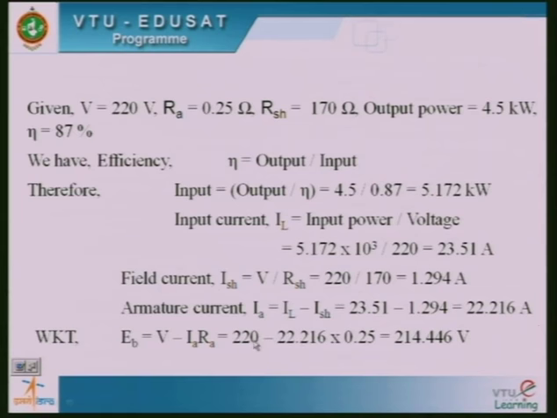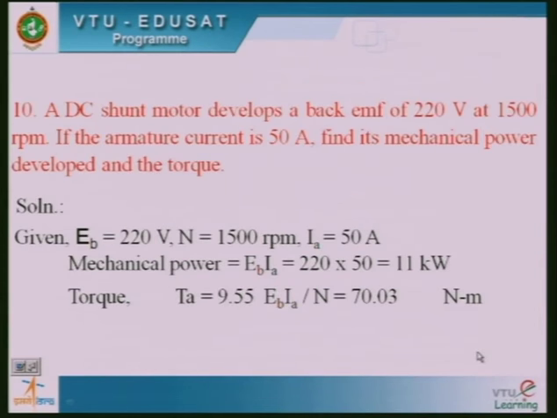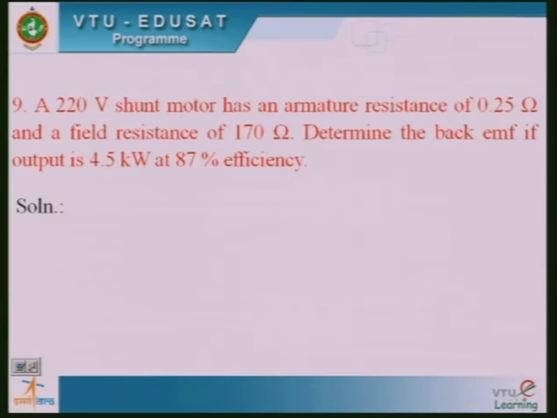Then use the equation EB is equal to V minus IA RA. Substitute V, IA and RA given in the problem. You are getting EB is equal to 214.446 volts. So that is the required value in this case. So, determine the back EMF if the output is 4.5 kilowatt at 87% efficiency. When the efficiency is mentioned, directly use that efficiency is equal to output divided by input.